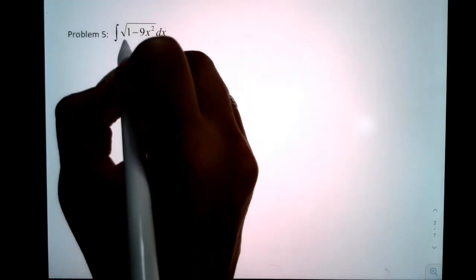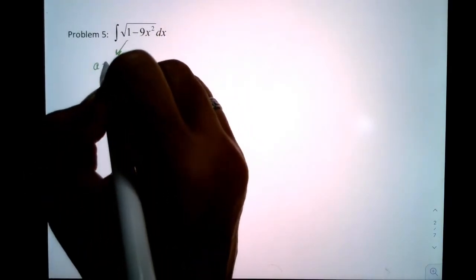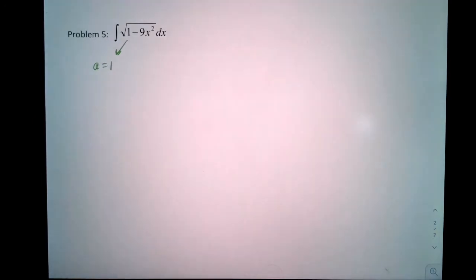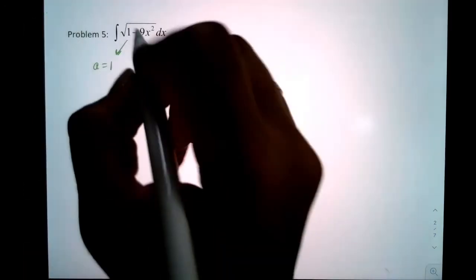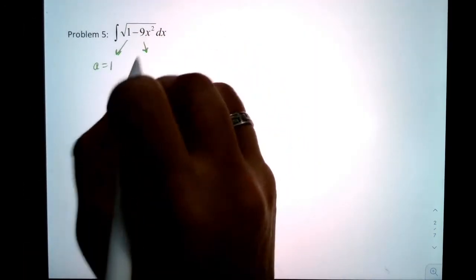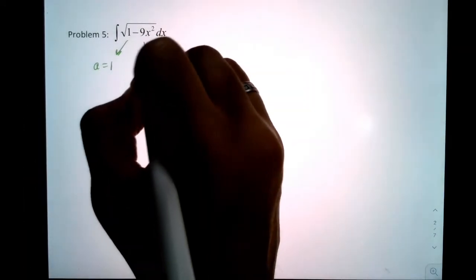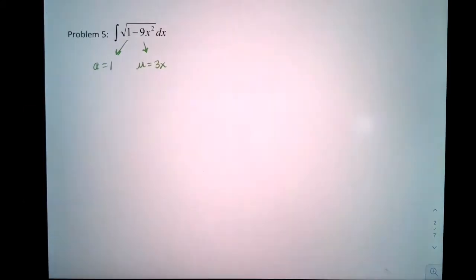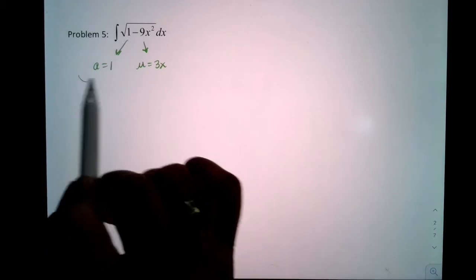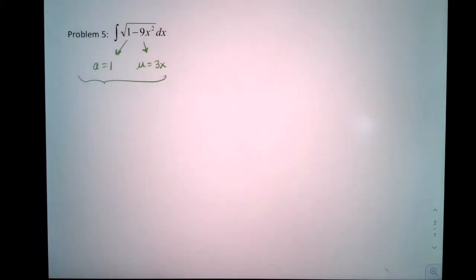Meaning I'm going to say that, well, a must be 1 because 1 squared would give you 1. I'm also going to say that in here, what squared would give me 9x squared? Well, that would be 3x. So I'm going to let u equal 3x. So it kind of feels like I'm doing an inverse trig or something, or a u substitution. I'm not. I'm going to bring it together here. I'm going to pull this and say I'm doing a trig substitution.